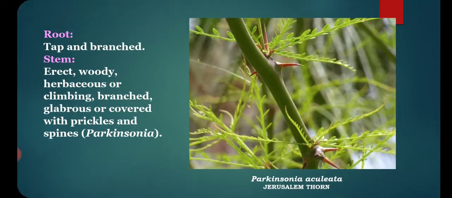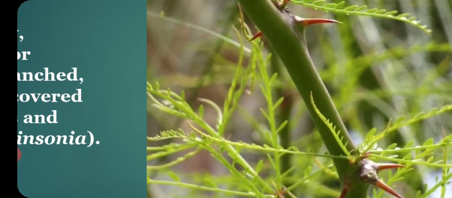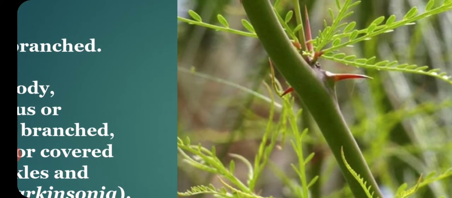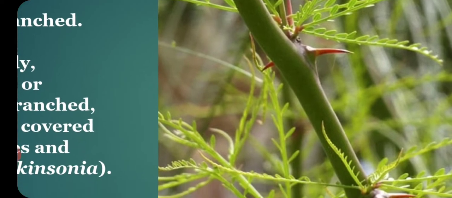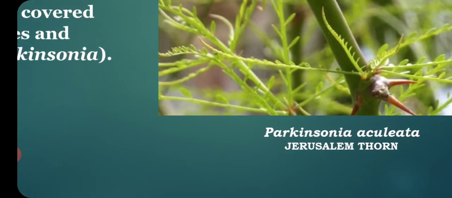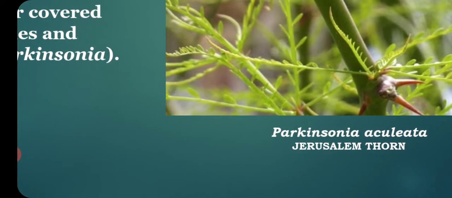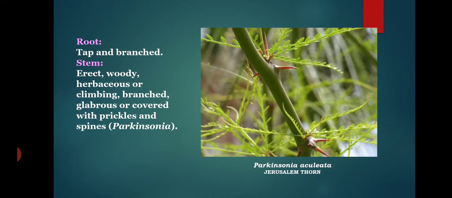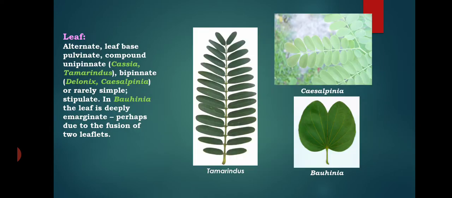There are thorns, see, that is glabrous, that is the green and shiny stem surface, and with the pricks. Here the example is Parkinsonia aculeata, Jerusalem thorn. Okay, and those sharp spines are the specialty of this Parkinsonia. So that is the stem characteristic.